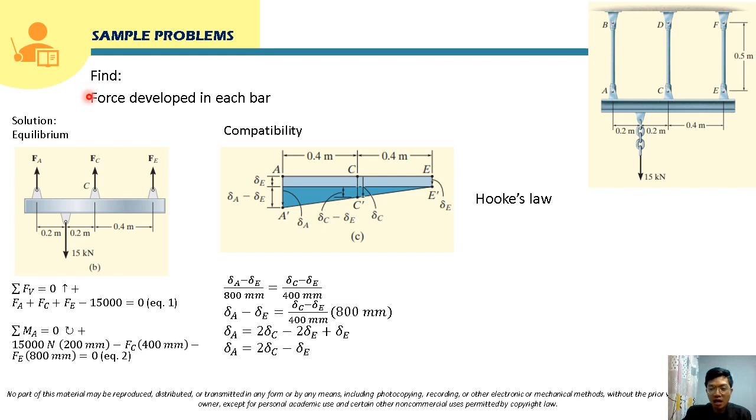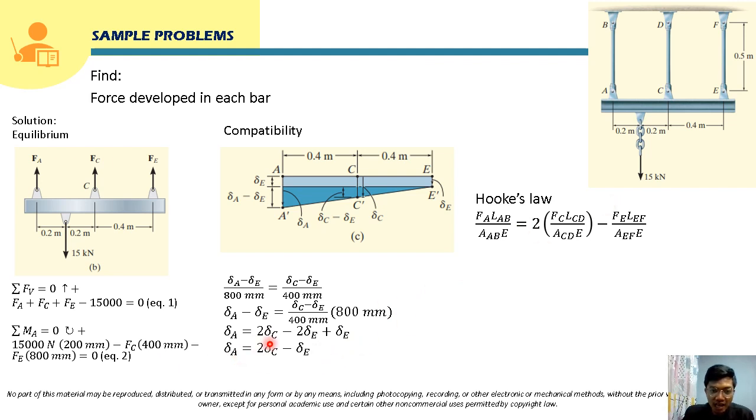In the problem, we are asked for the force. Here, class, we are going to express this in terms of forces. The formula will be PL over AE for deformations. For delta A, this is the deformation for bar AB. That will be PL over AE: the internal normal force FA for bar AB, times the length AB, over the area for that bar times the modulus of elasticity.